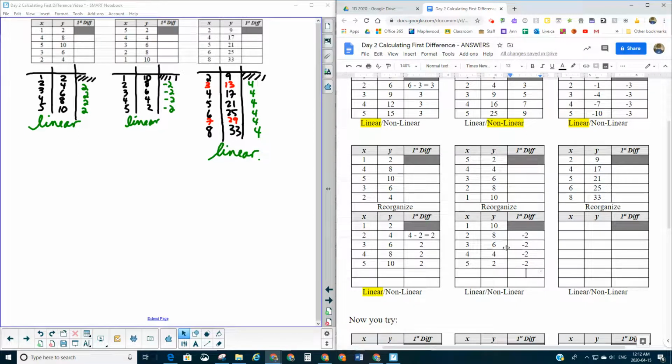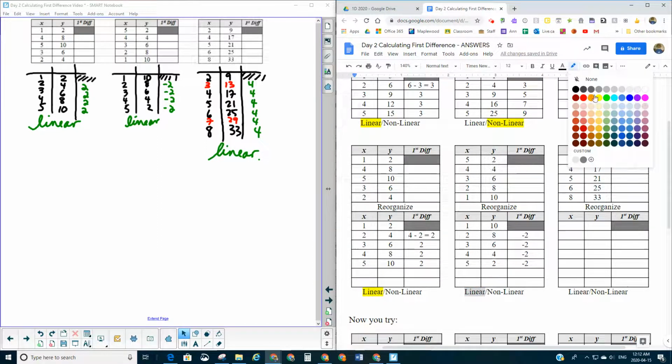I can check that by subtracting any of these. 2 minus 4 is negative 2. 8 minus 10 is negative 2. These are all the same, and therefore this one is linear. And I can go and highlight linear.